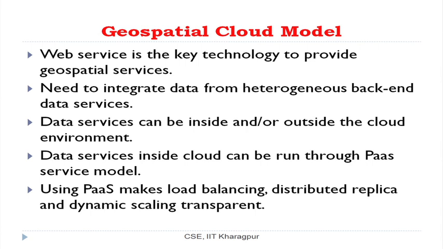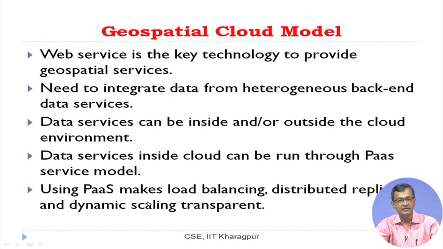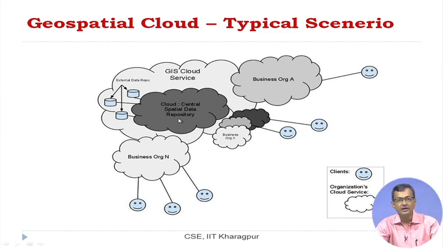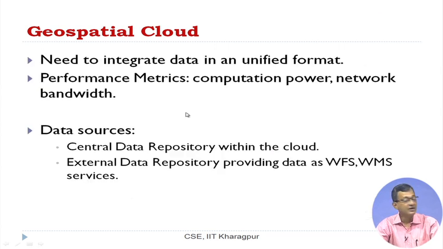If we look at the geospatial cloud model, web services are also a key technology to provide spatial services, and they need to integrate data and heterogeneous backend data services. Data services can be inside or outside the cloud; some of the services can be outside and run through the PaaS service model. Using PaaS makes load balancing etc. and scaling transparent. So, one way of looking at it is a typical scenario where different organizations are there, and I have one coordinating cloud which has the central repository which takes care of how the organizations are working and where the data is.